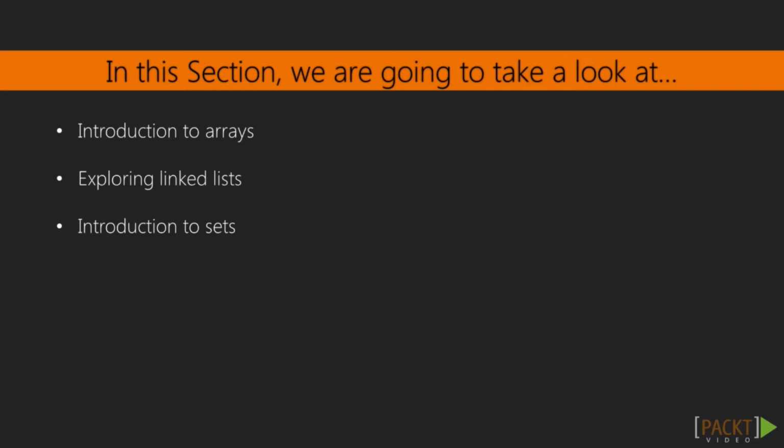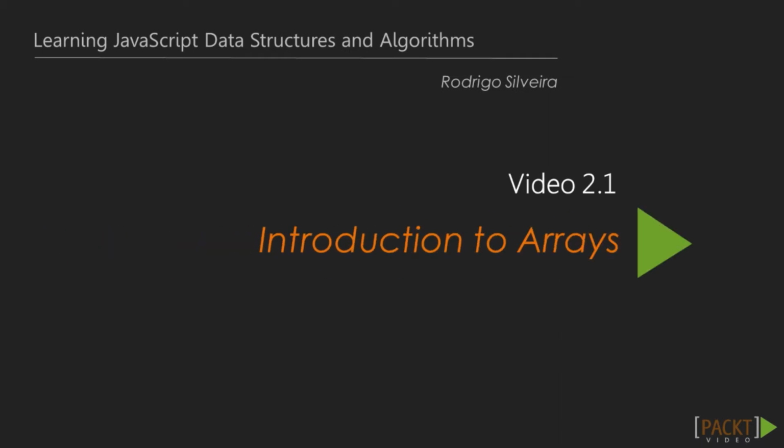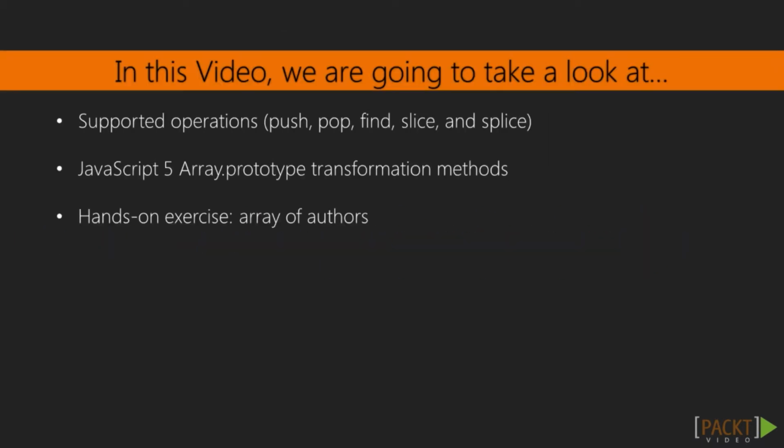Then finally, we'll talk about sets, which although they're pretty straightforward, we can solve some pretty complex programming problems using them. In this first video, we'll talk about arrays. After describing what arrays can be used for, we'll look at the most commonly used operations in arrays in JavaScript. Then we'll take a look at the transformation operations added to the array's prototype in ECMAScript 5. And finally, we'll take a look at a hands-on exercise to help you put arrays to good use.